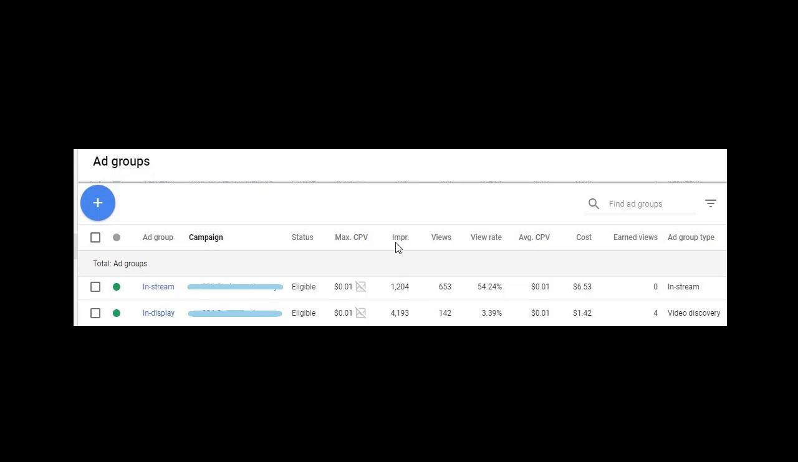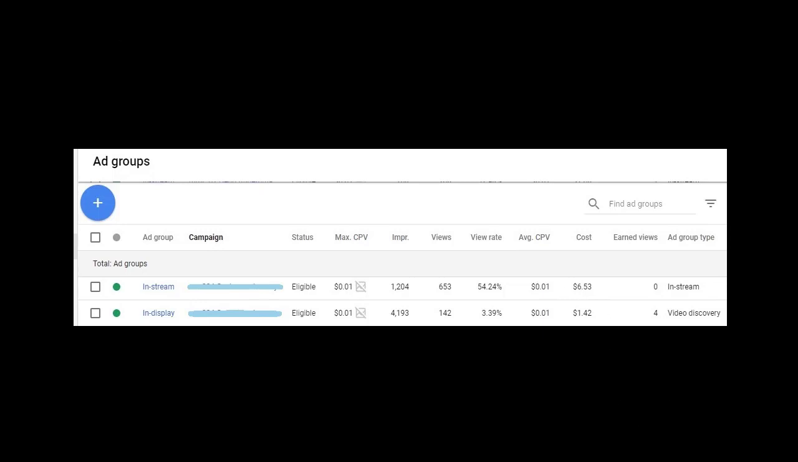It'll show your impressions, the views, the view rate, which would be views over impressions, the average cost per view, and then the overall cost. And the overall cost will be the number of views times the average cost per view.